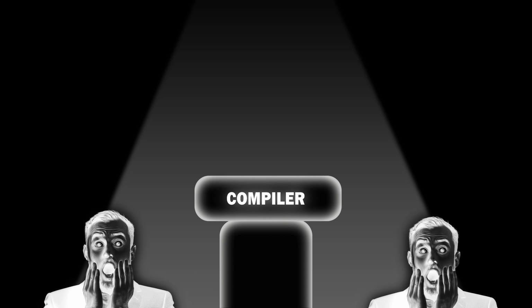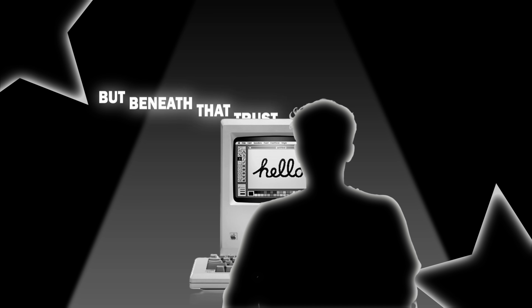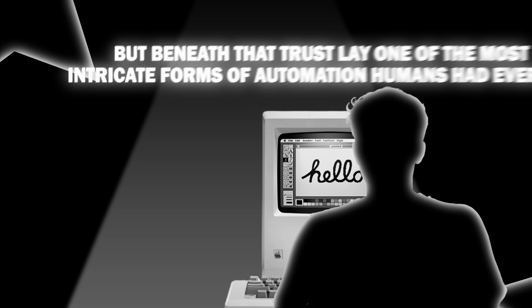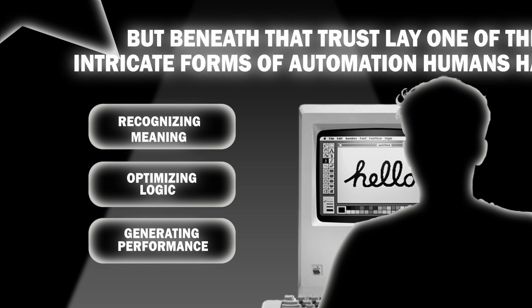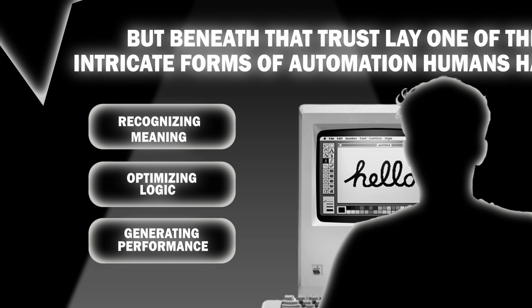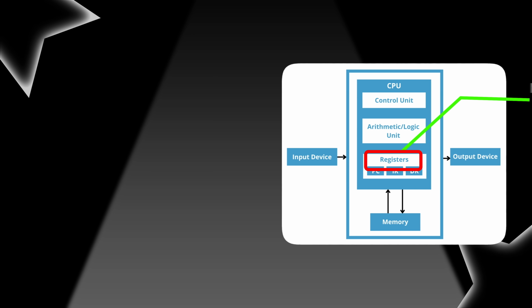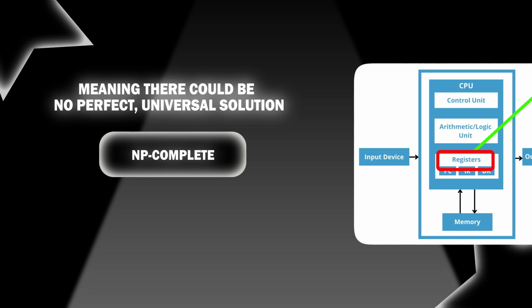Still, the compiler remained an enigma to most who used it. Programmers wrote their code and trusted the machine to understand. But beneath that trust lay one of the most intricate forms of automation humans had ever built, a structure capable of recognizing meaning, optimizing logic, and generating performance that even experts struggled to match by hand. They even modeled the use of CPU registers as a mathematical problem, one so complex it was proven NP-complete, meaning there could be no perfect universal solution.